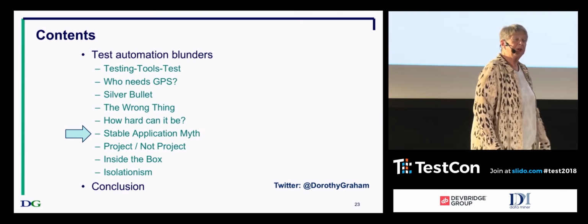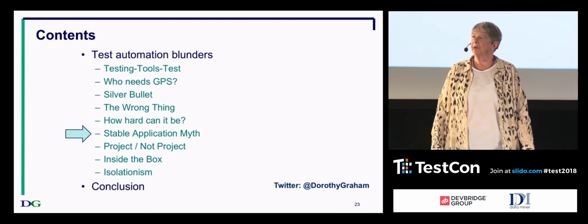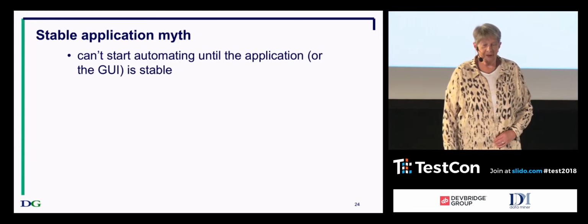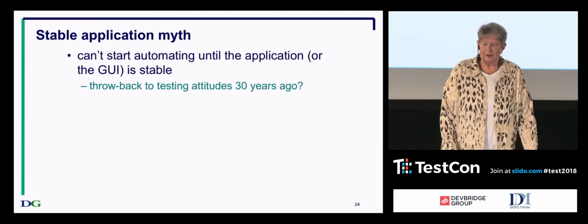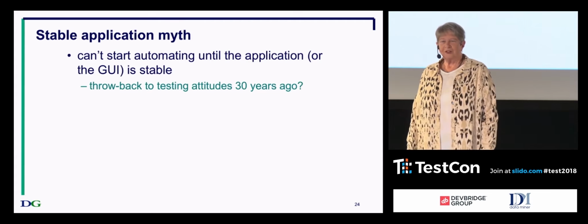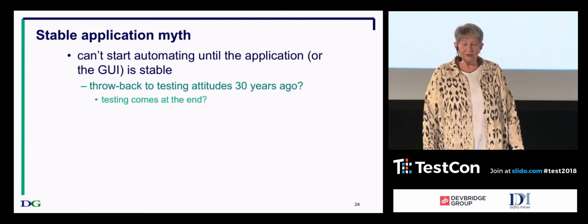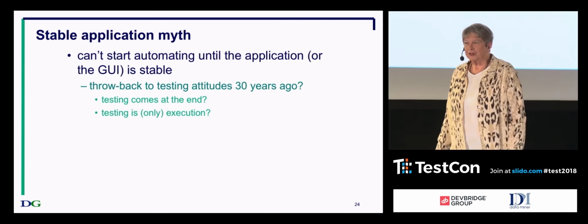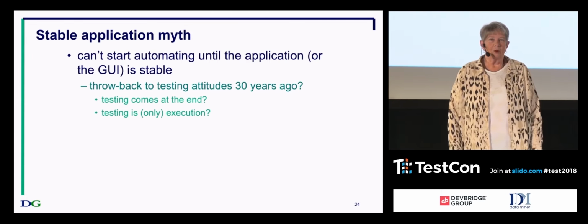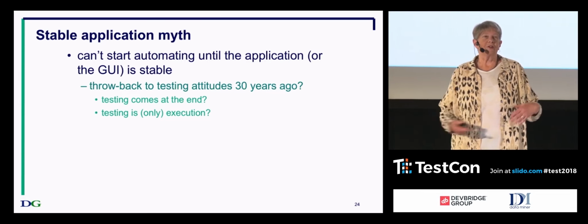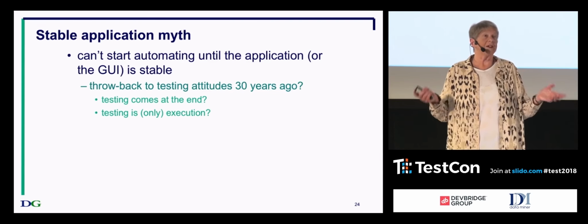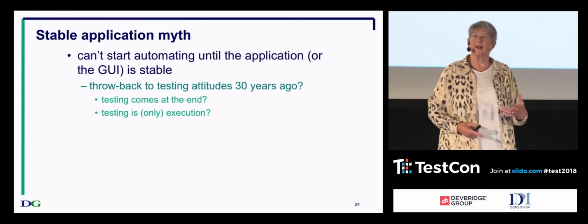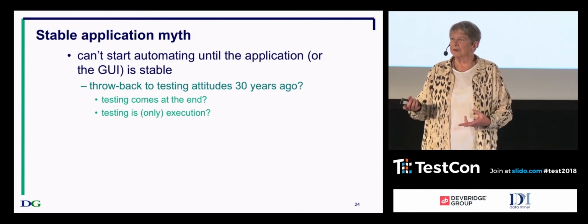We can't start automating yet because the application isn't stable, especially the GUI. I think that's a myth. And I think it's a throwback to attitudes to testing from 30 years ago. Oh, we can't start testing until the software is written. The testing comes at the end. And testing is only test execution. Well, we all know now that's not true. We can start testing right from day one when someone has an idea about what they want this app to do. The testers can start asking questions and saying, what if it isn't? Have you thought of this? That's testing.